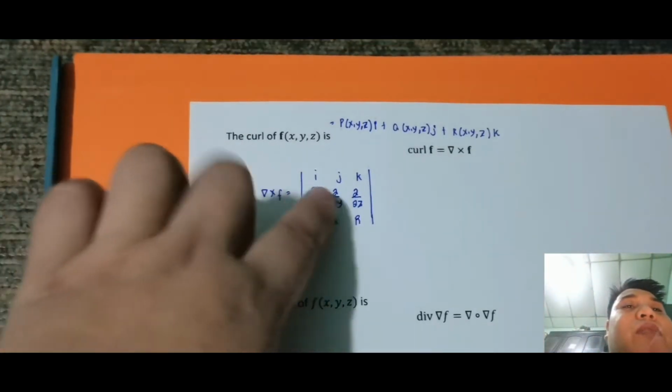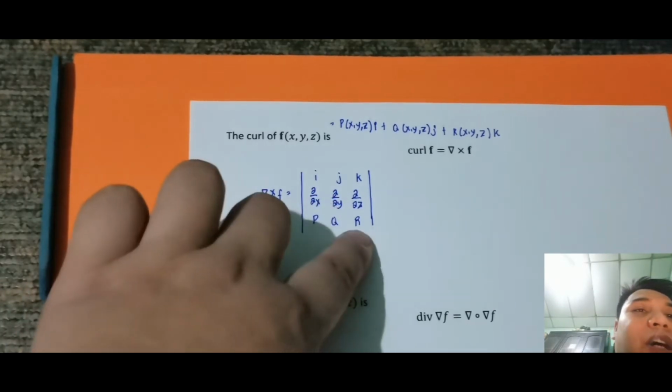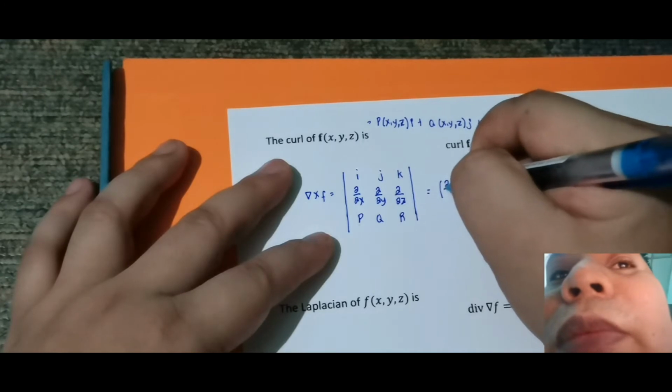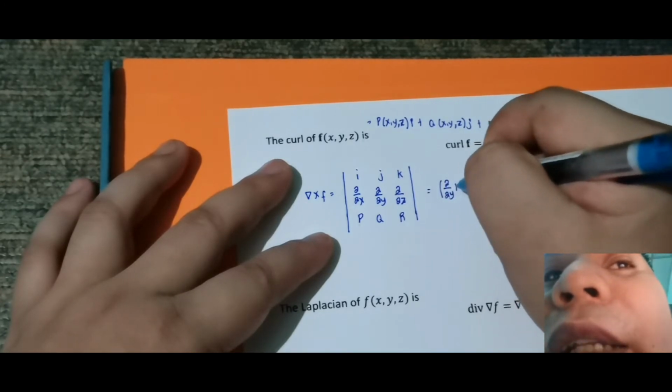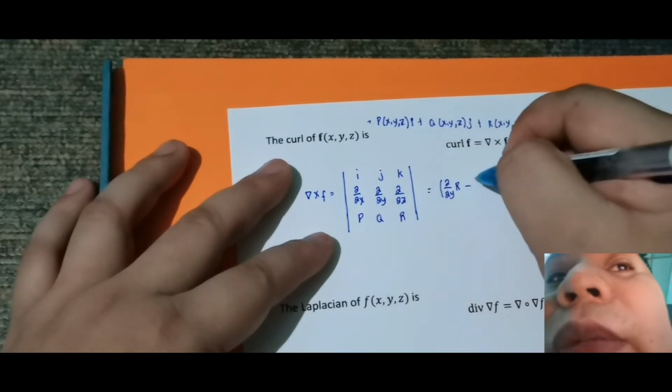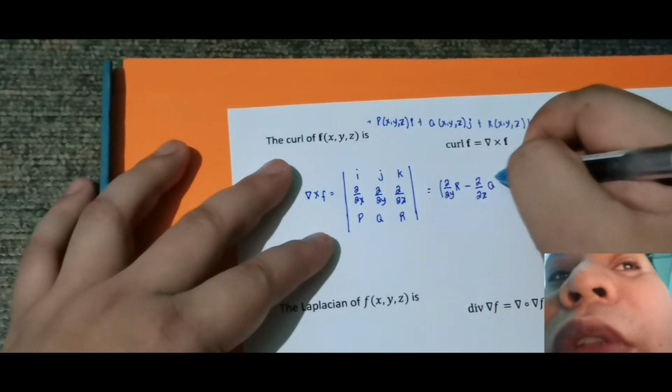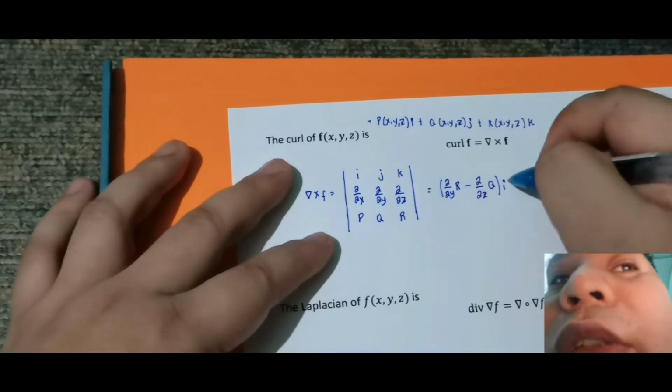So for i, ano yun? Partial derivative with respect sa y ng R. So ano yung una, no? So this is just equal sa partial derivative with respect sa y nung R, minus partial derivative with respect sa z nung Q, tapos multiplied by i. Okay, so check nyo kung tama.